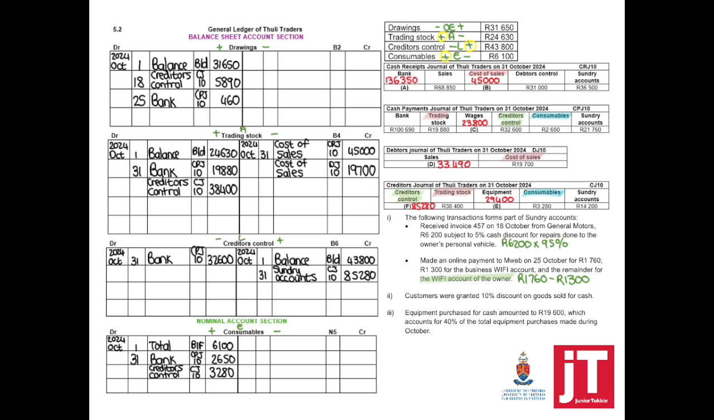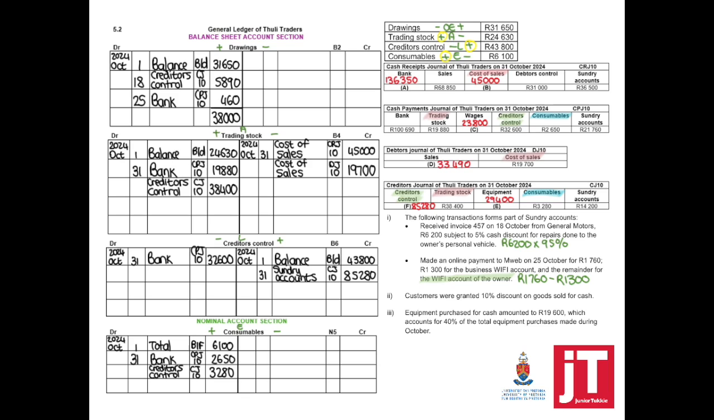Now that we've done posting everything from the journals, we've done step number 1. We've written the opening balances and the total brought forward. Step number 2, we've posted from the journals. The last step, we need to close off the balance sheet and the nominal account section. So if I look at drawings, there's nothing on the credit side. So I'm just going to draw a line and I'm going to total it.